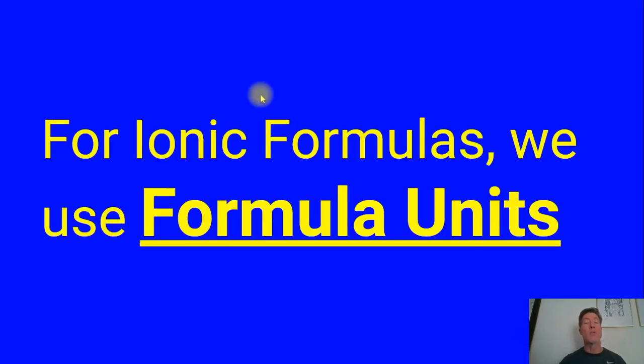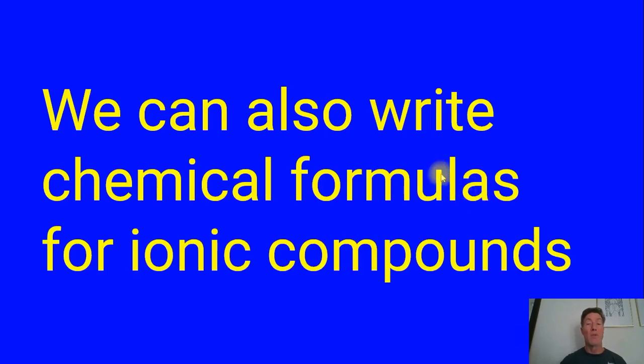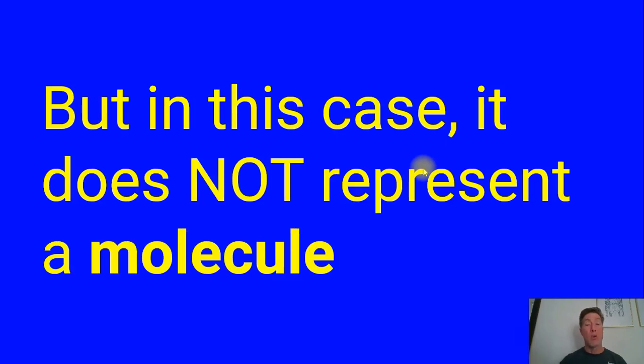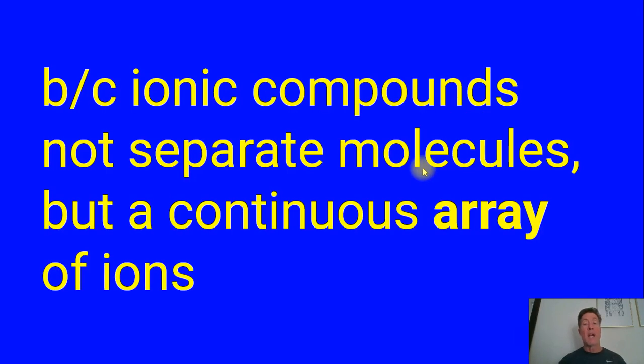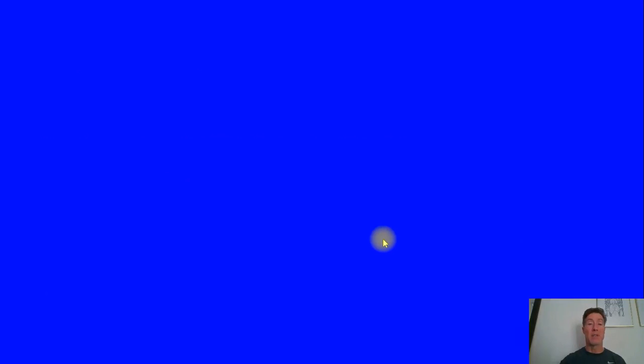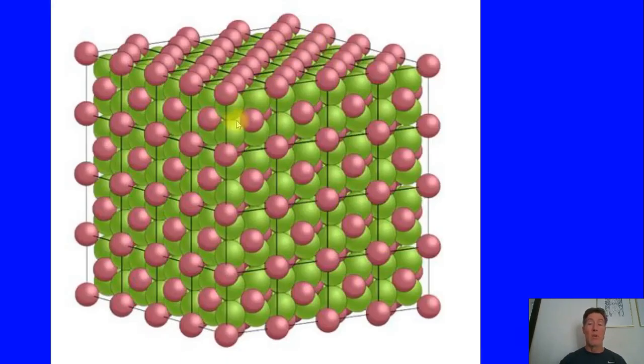For ionic formulas, we use something called formula units. Now they're going to look very similar to molecular formulas, but it doesn't represent a molecule, because ionic compounds don't make separate molecules, but a continuous array of ions, a giant network lattice of ions, like this. So you don't see little discrete separate molecules. What you see is a giant lattice work.